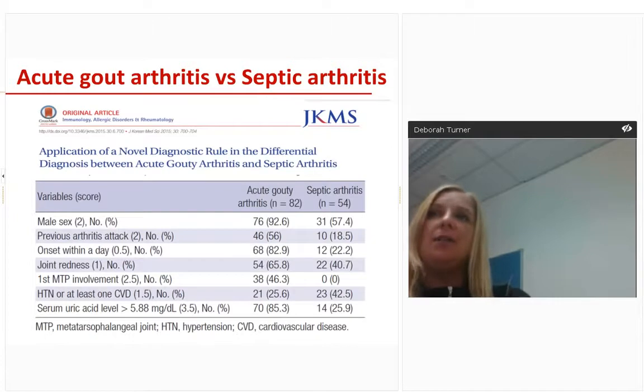In terms of this study, using the items for the scoring, there appear to be significant differences between these groups that were subsequently tracked and found to have a confirmation of gout or septic arthritis.